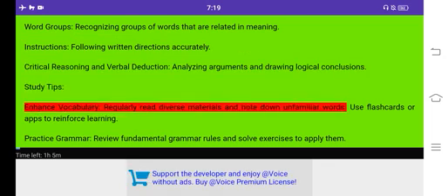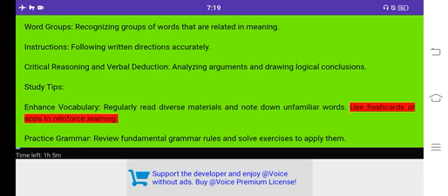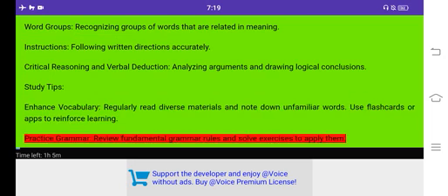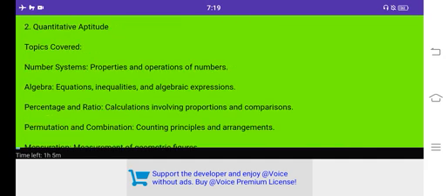Study tips. Enhance vocabulary, regularly read diverse materials and note down unfamiliar words. Use flashcards or apps to reinforce learning. Practice grammar, review fundamental grammar rules and solve exercises to apply them. Engage in reading comprehension, read articles, essays, and journals to improve understanding and speed.